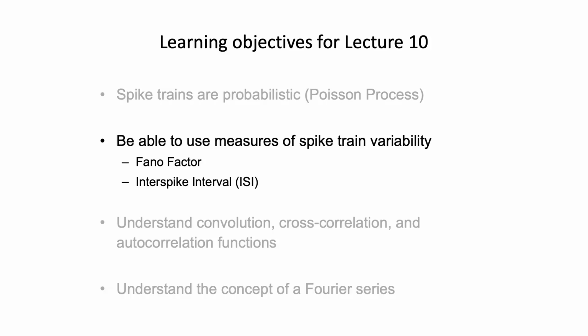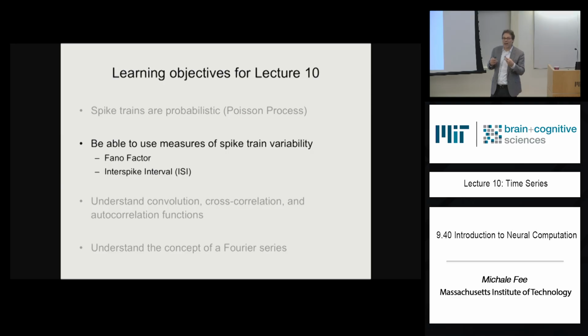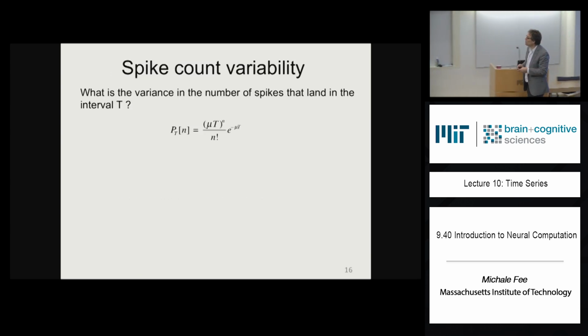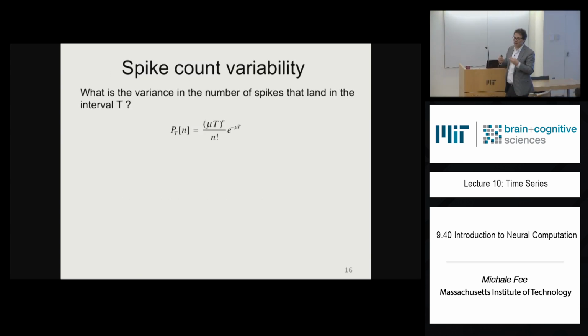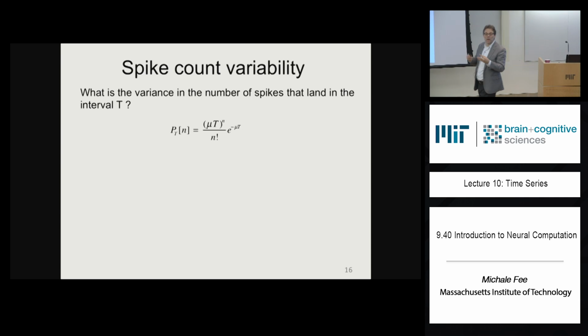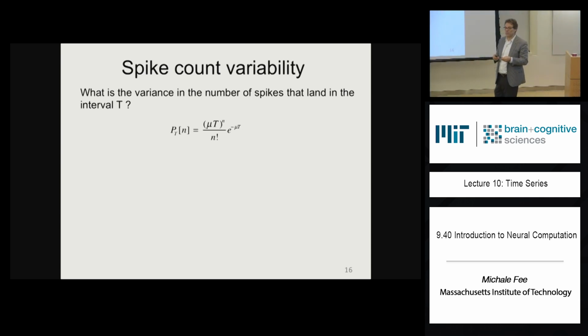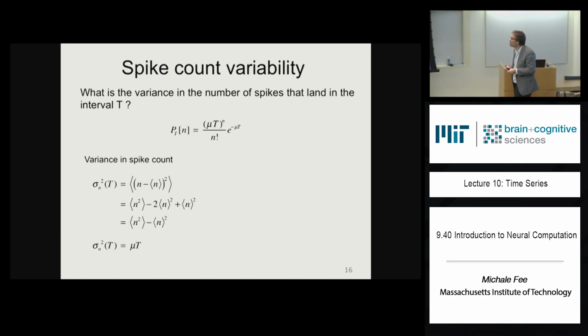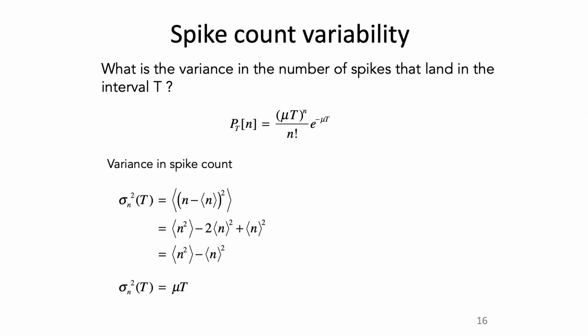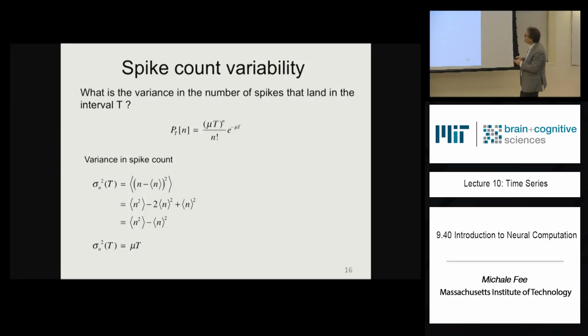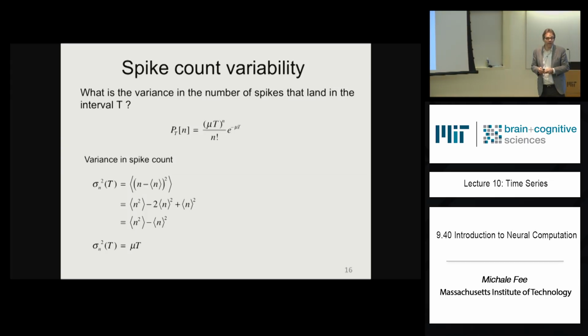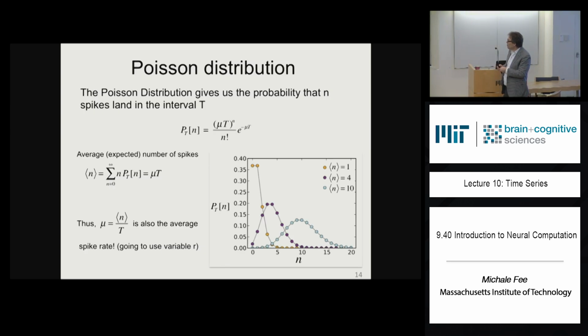All right, there are 2 measures that we use to characterize how variable spike trains are. Let me just go through them real quick. And I'll describe to you what we expect those to look like for spike trains that have a Poisson distribution. Okay? So the first thing we can look at is the variance in the spike count. So remember, for a Poisson process, the average number of spikes is mu times t. We can calculate the variance in that, which is basically just some measure of the width of this distribution here.